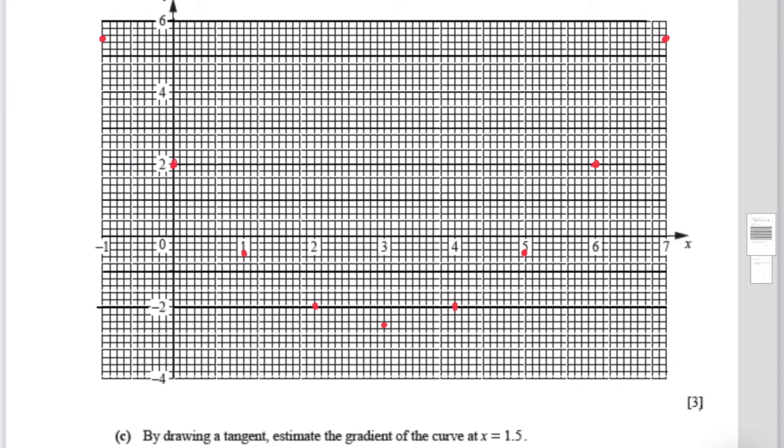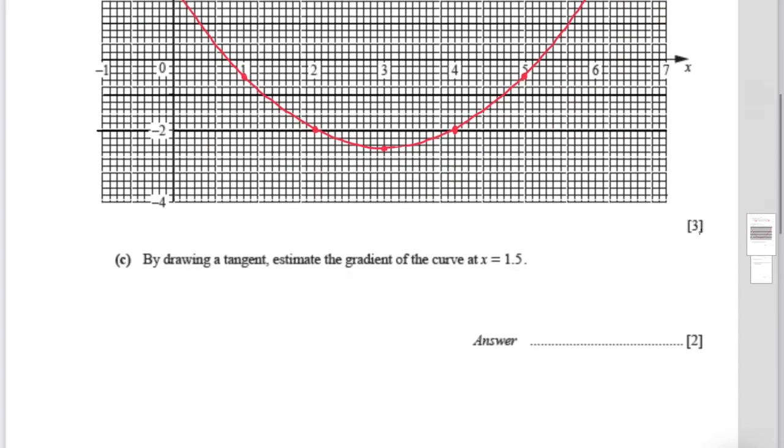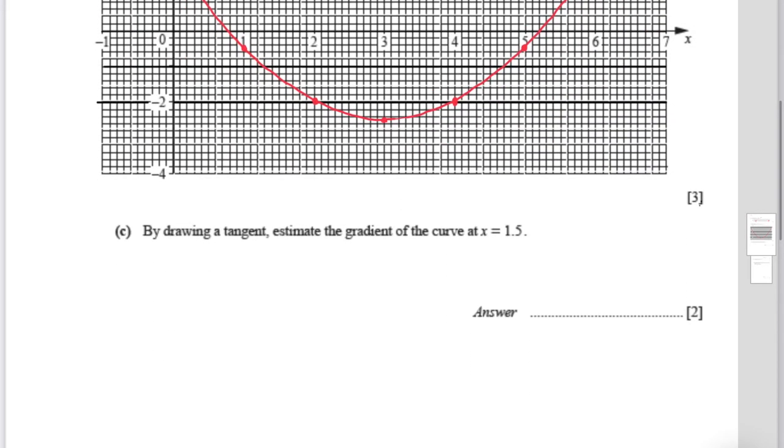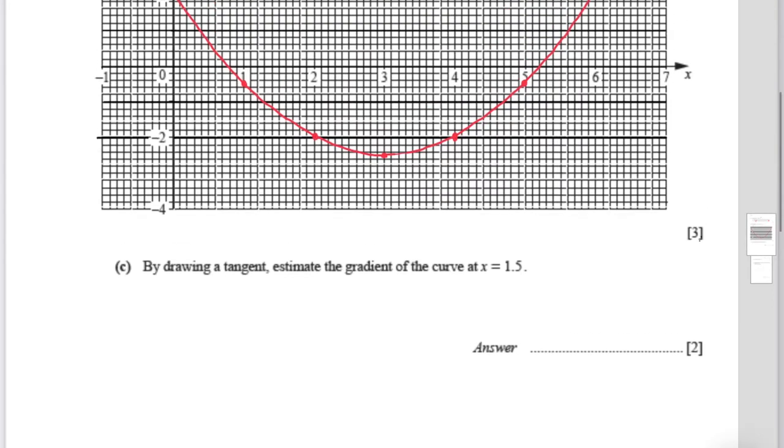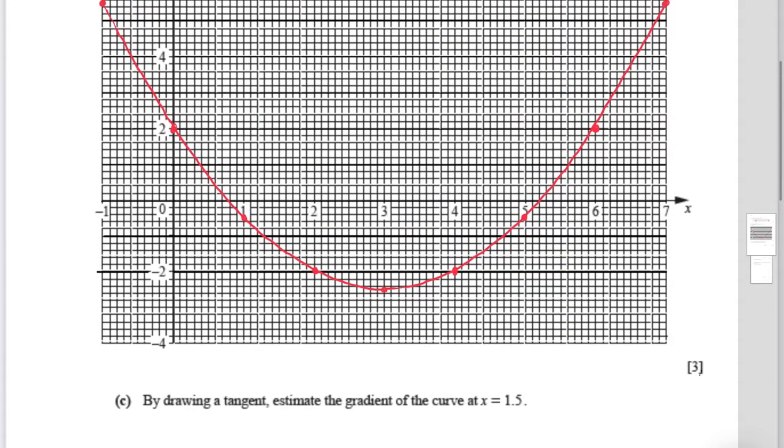So we start from the top point over here and we go all the way down like this. Up till now it's smooth, but let's see if we can complete the graph smoothly. So we go from this point all the way back to this point right here. Excellent. This is a smooth graph. Now this next part says by drawing a tangent estimate the gradient of the curve at x equal to 1.5.